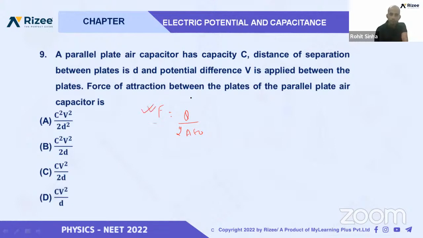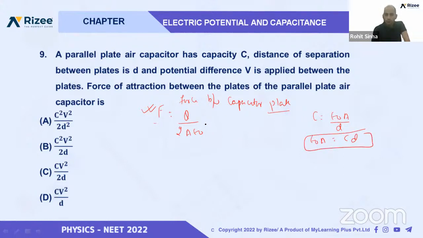Remember, this is the force between the capacitor plates. You should remember this formula. F is equal to Q square by 2A epsilon naught. This is for a parallel plate capacitor. Now we also know that C is equal to epsilon naught A by D. That means epsilon naught A is equal to C into D. Also we know that Q is equal to CV.